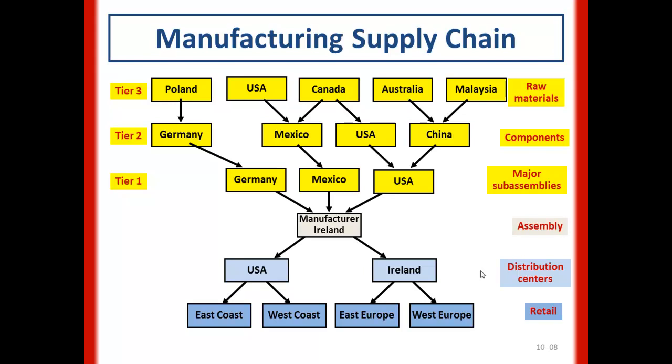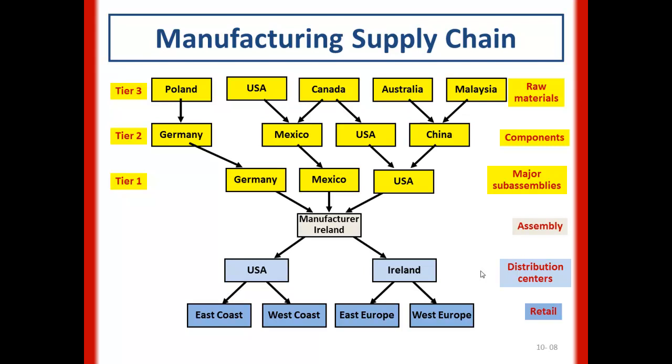Supply chain for manufacturing is more complex. It may have many tiers of suppliers. In this figure, the manufacturer in Ireland is in the center. We call it the central firm. The manufacturer buys parts, materials, and sub-assemblies from suppliers, which can be divided into many tiers. Supplier tier 3 supplies material to supplier tier 2. Supplier tier 2 supplies materials or components to supplier tier 1. Supplier tier 1 supplies sub-assemblies to the manufacturer.